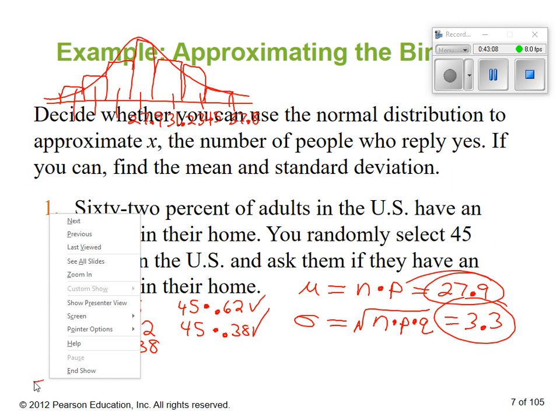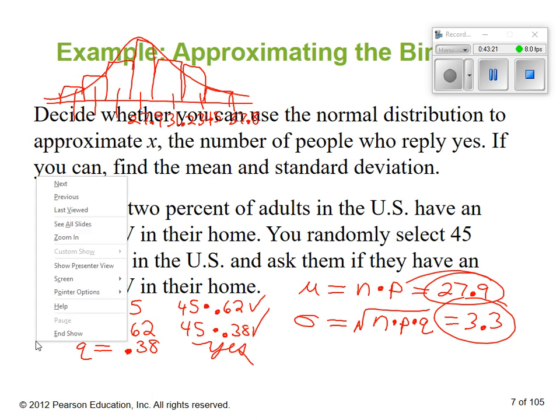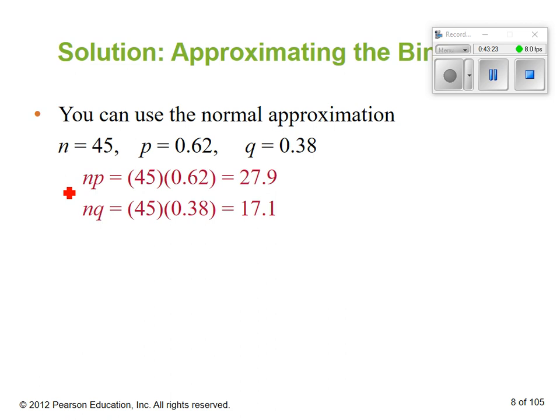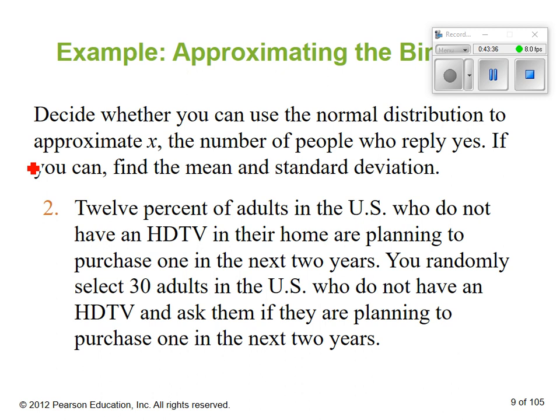On this one, that's all they ask us to do. They ask us to tell, can you use the binomial setup? Yes. What's the mean and standard deviation if we use it? 27.9 and 3.3. Is that what we got? Looks like it. Next one.